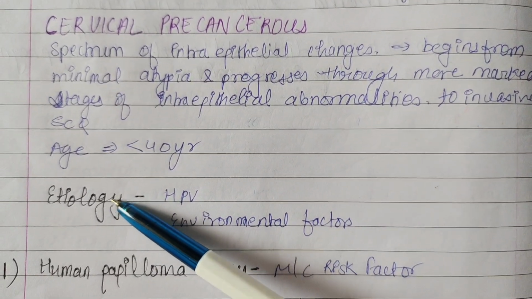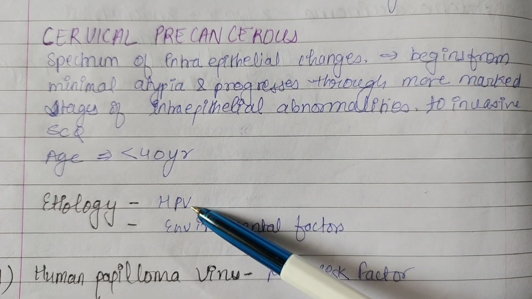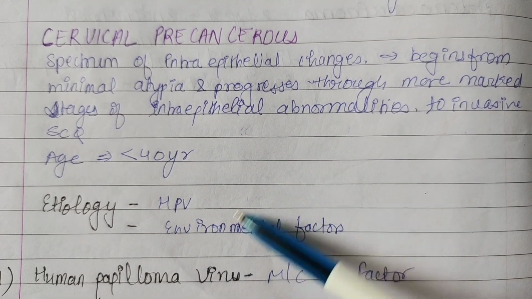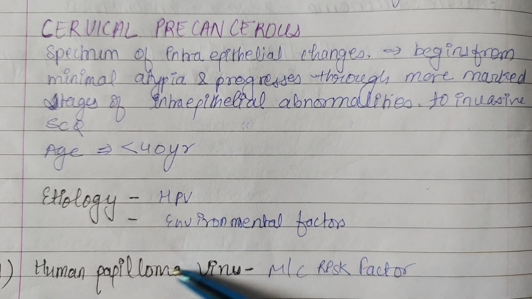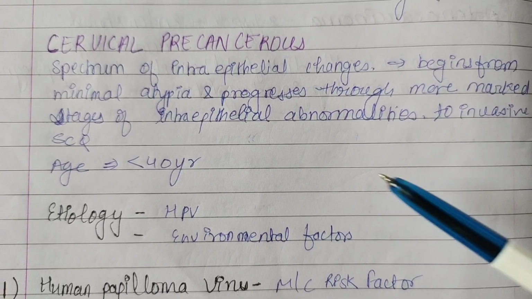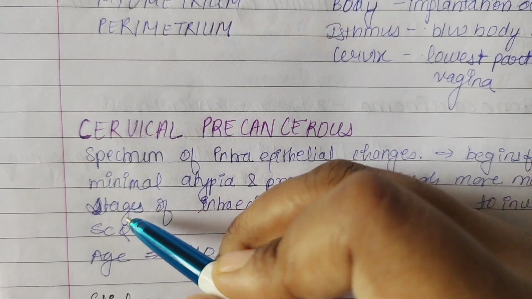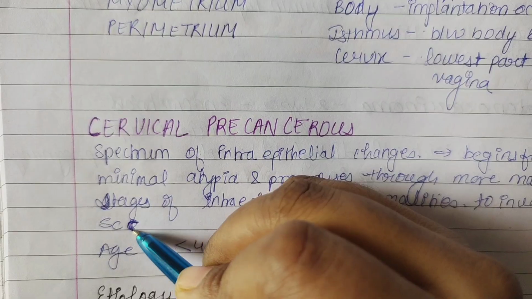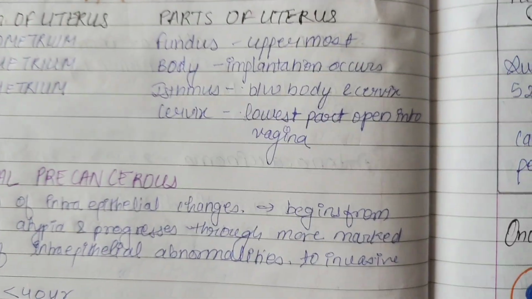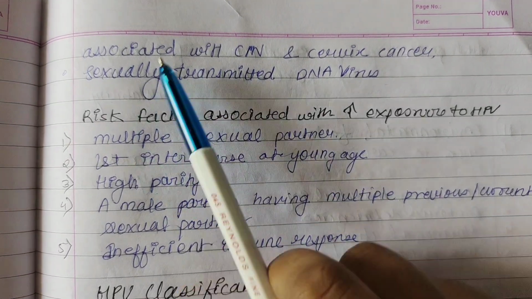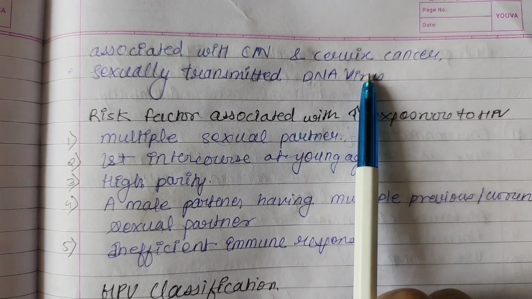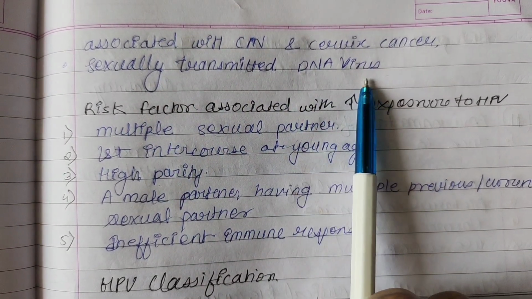Then etiology: human papilloma virus, that is HPV, and environmental factors. These are the causes for cancer in females. Human papilloma virus is the most common risk factor of cancer in females, and it is squamous cell carcinoma. Human papilloma virus is associated with CIN and cervix cancer. It is a sexually transmitted DNA virus.